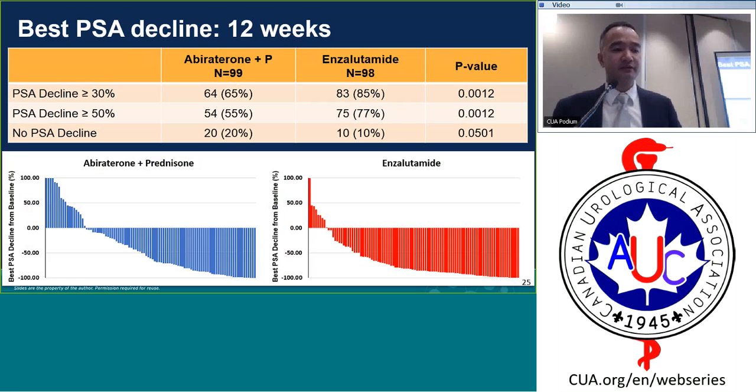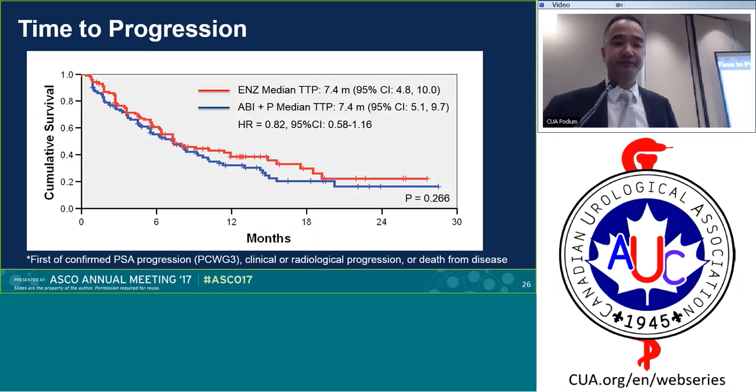In terms of PSA response, it was higher with enzalutamide. PSA decline of 50% was 77% with enzalutamide versus 55% for abiraterone. And patients with no PSA decline, meaning primary resistance, was 20% on abiraterone, 10% with enzalutamide. This is not quite statistically significant. And you can see the waterfall plots there in terms of PSA declines.